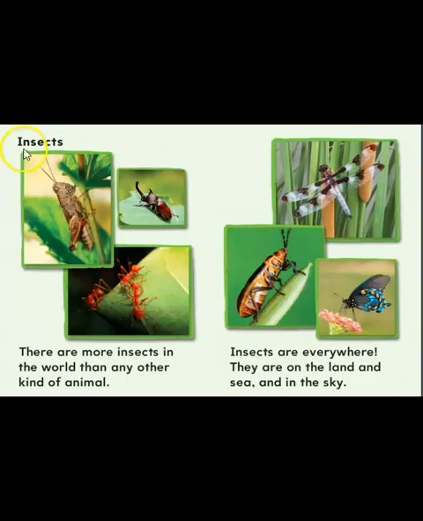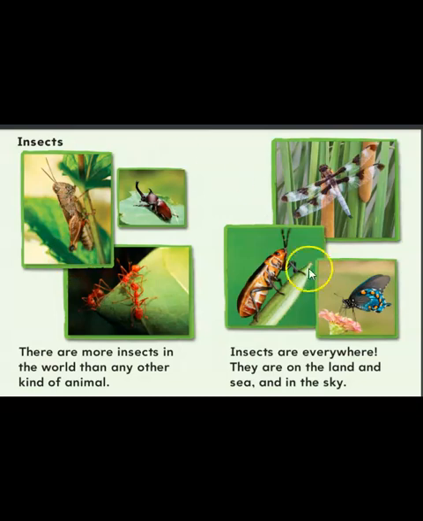Insects. So there's the chapter heading. So I know this page is going to be about insects. Here are the photographs of real insects, and here is the text. There are more insects in the world than any other kind of animal. Insects are everywhere. They are on the land and sea and in the sky.